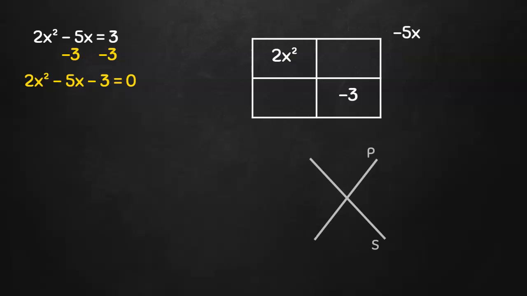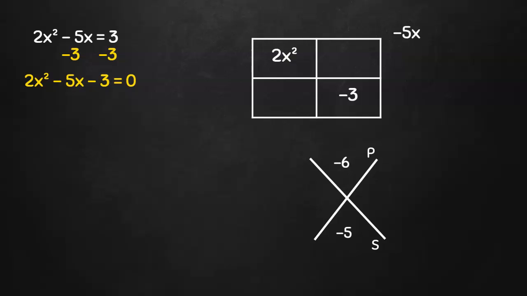So to help me to figure out what numbers I need to use, I'm going to use that product sum diamond again. So the product, the number that goes at the top of your diamond, is going to be a times c, or 2 times negative 3. In the bottom of your diamond, you're going to put your b value. Your b value is negative 5.